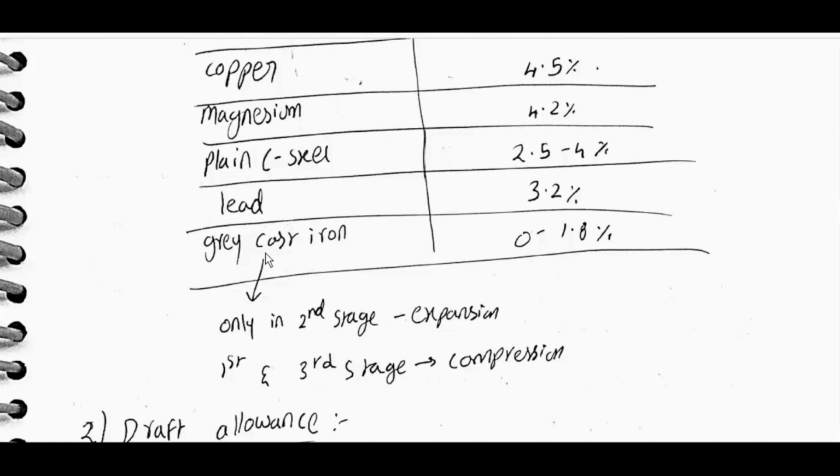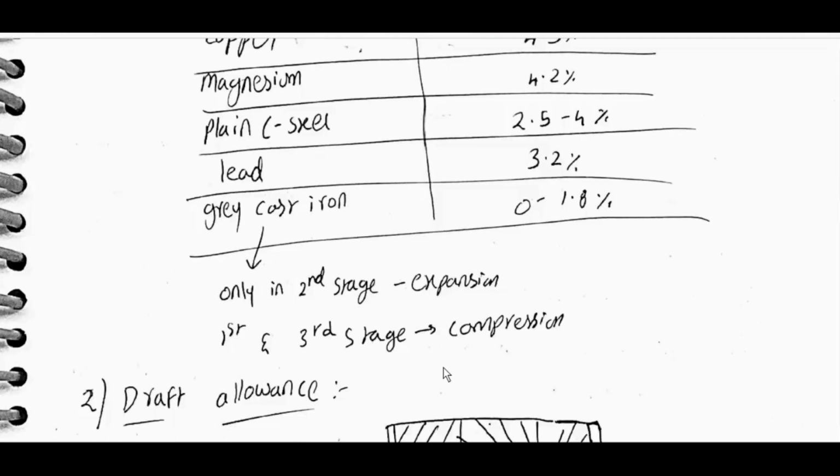Grey cast iron, one very important thing to be remembered: only in the second stage there will be expansion. This is the only exception. Gray cast iron, only in the second stage there will be expansion. In the first and third stage there will be compression. So positive shrinkage allowance is provided, as the third stage is compression.